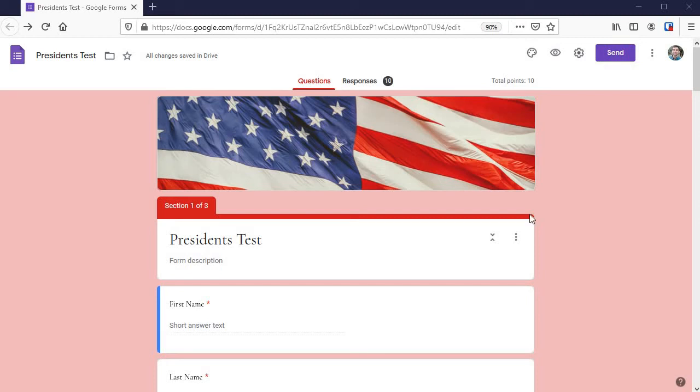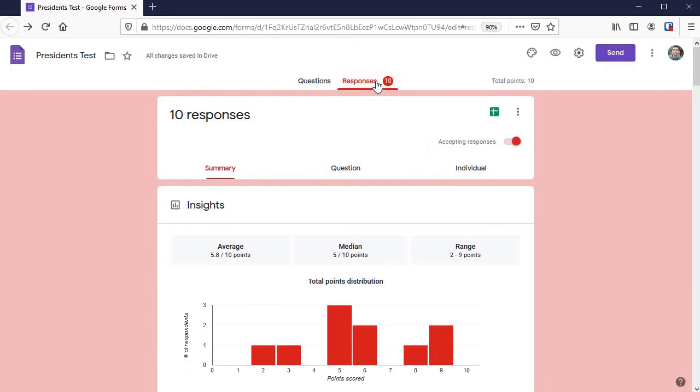Let's look at viewing responses to your Google form. Now you open it up and it comes on the questions tab here where you can edit the questions. To view responses, we click here. You can see I've got 10 responses to this Google form, and we've got 3 ways we can look at the data: summary, by individual question, one question at a time, or by person's response right there.